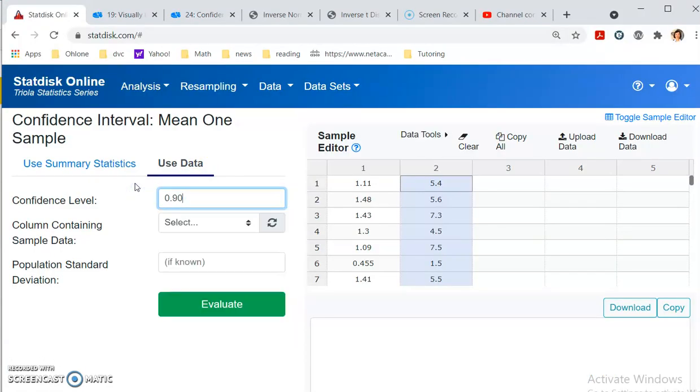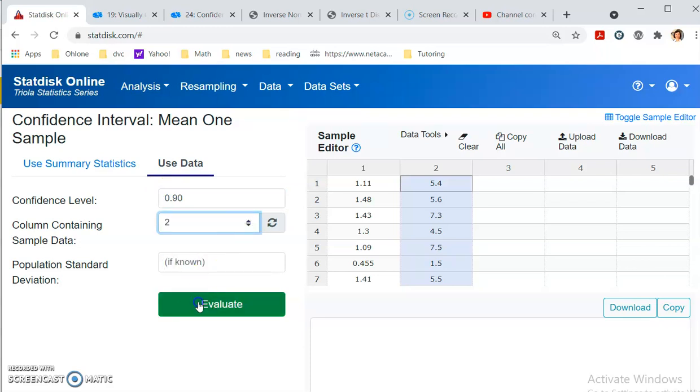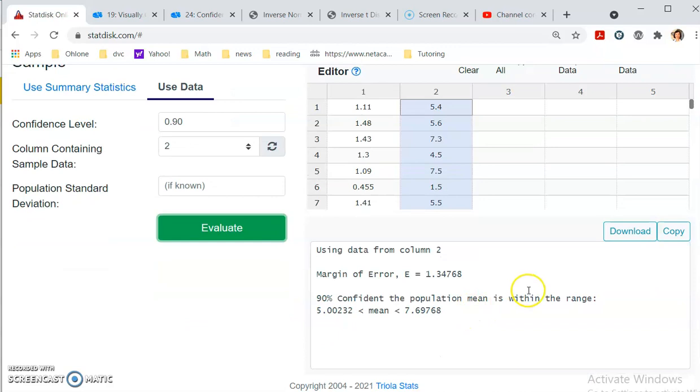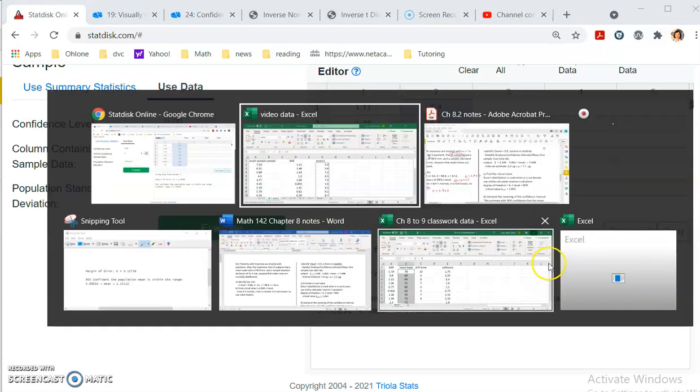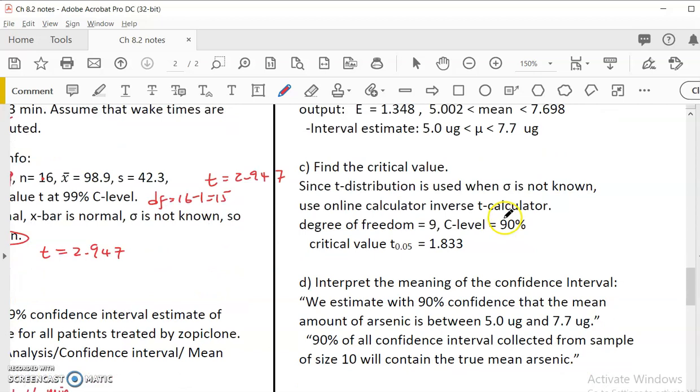So we say 0.90. The column is column 2, and I don't have a population standard deviation, so all we have is here. Our error is 1.34768. Lower is 5.00. Upper is 7.697. 1.348 for error. Yeah, so this is what it is. Okay, so that's how you do it.